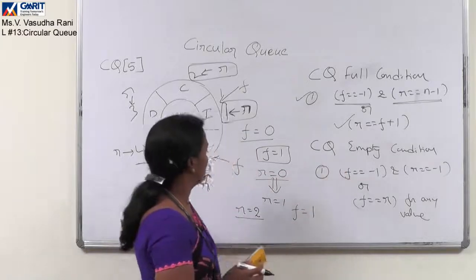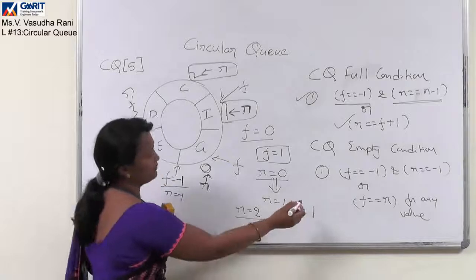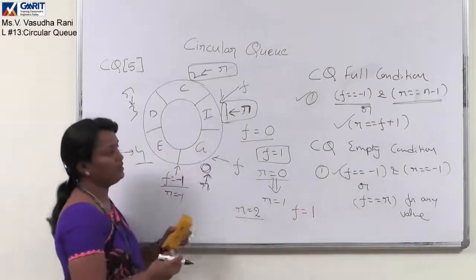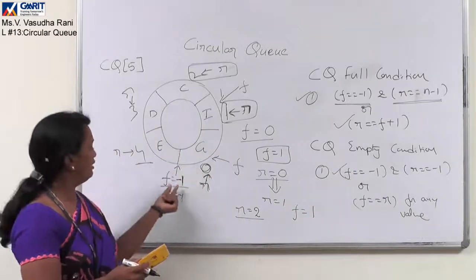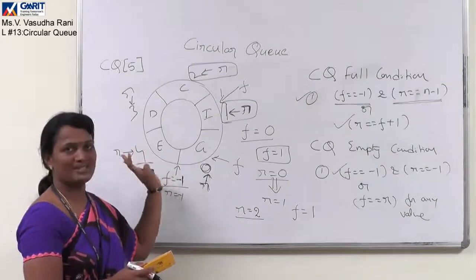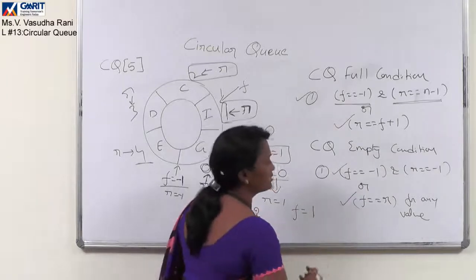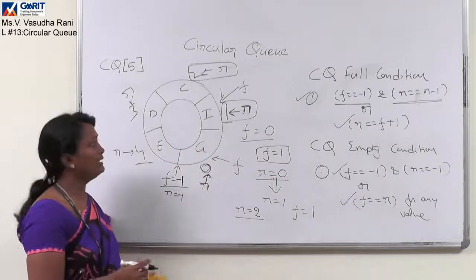So coming to the circular queue empty condition. The first one, we could observe that f is -1 and r is -1. Our queue is empty initially, so this is one condition, and another condition is front equal to rear.